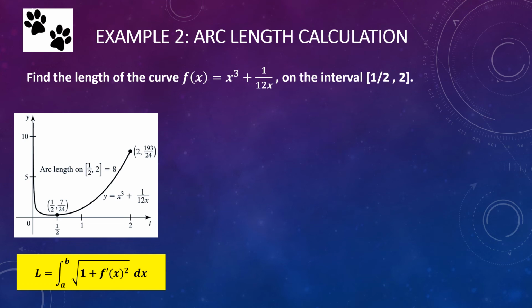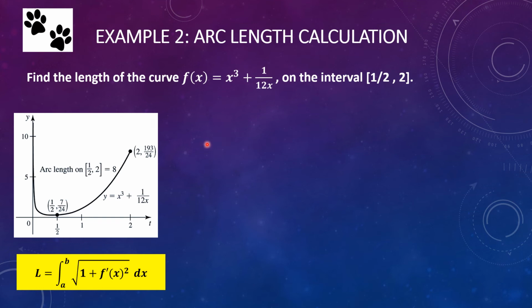So let's look at our next example for arc length calculation. Find the length of the curve f of x equals x cubed plus 1 over 12x on the interval from 1/2 to 2. Again, we can see from the diagram or the graph here to the left that it is continuous over this, so we can use the definition of the length of an arc length. The first thing we need to do is to find f prime x and then f prime x squared. So go ahead and hit pause and see if you can solve this problem.